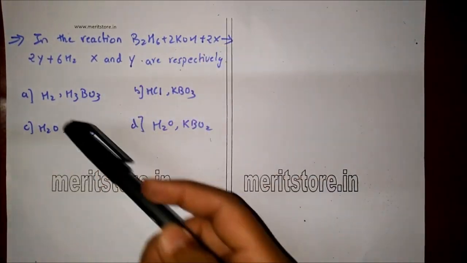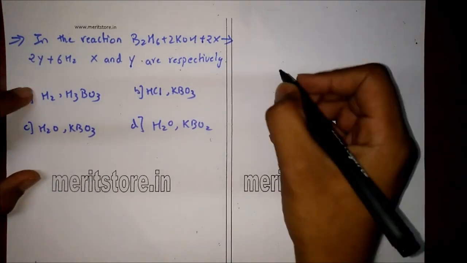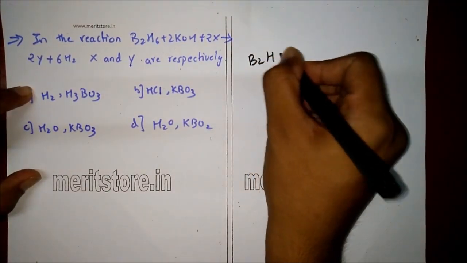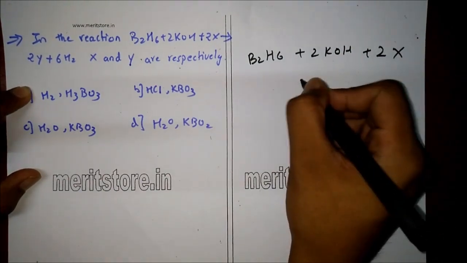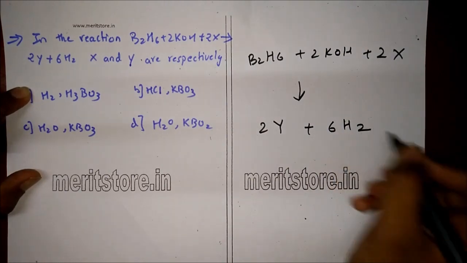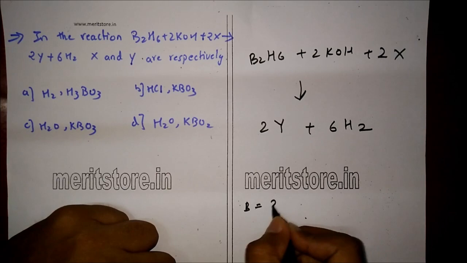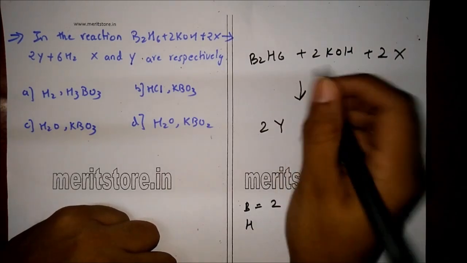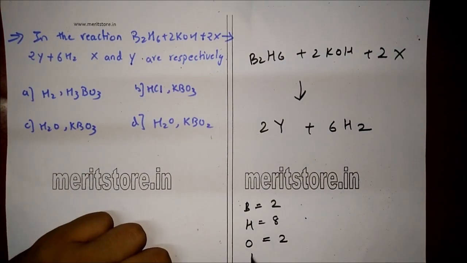Action which is given right here, x and y are respectively, here are the options. Now let's look at what the reaction is. B2H6 plus 2KOH plus 2x gives the product as 2y plus 6H2. Now let's look at what the values are. Here B has the value 2, H has the value 6 plus 2, which is 8. Oxygen has the value of 2 and K, potassium, has the value of 2.